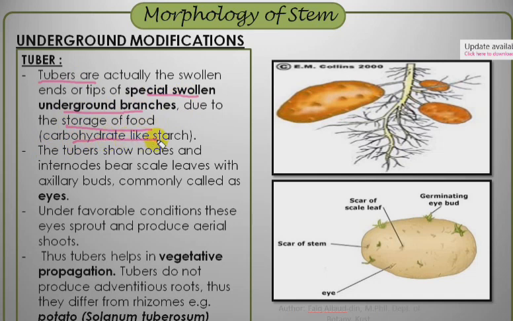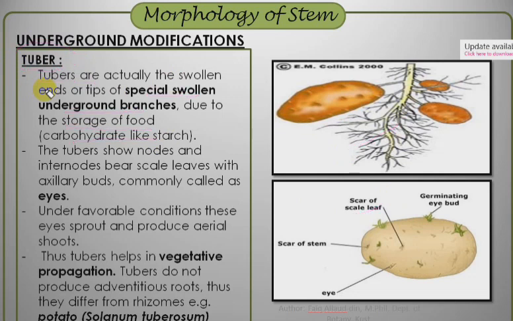Think upon this for 1 second and also look at this diagram. What do you see it is? Yes, it is a potato. A potato is actually an underground stem, and we have a special term for it in botanical language, and that is a tuber.